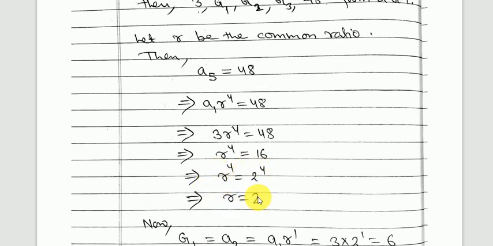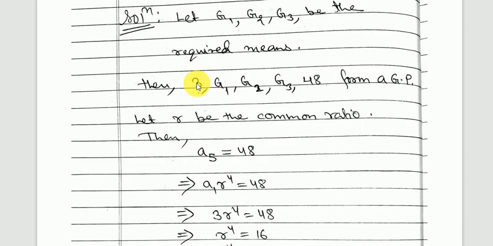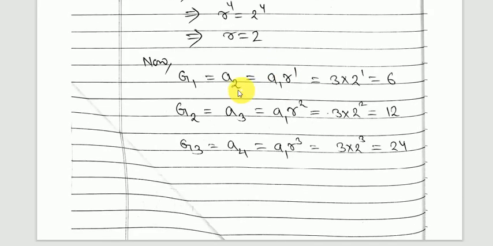So once you know the common ratio and you know the first term, in that case you can write G1, you can write G2, you can write G3. So your G1 will be the second term, that means a1 into r to the power 1. Put the values, you'll get 6. Same way you will get G2 and G3.